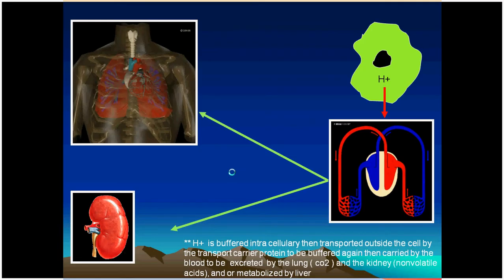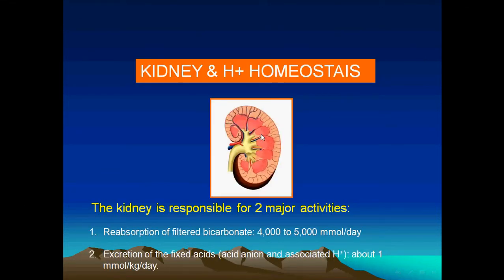The acids produced by the cells are usually dealt with by what we call intracellular buffers, which we will talk about later, in order to minimize the change in the pH of the cells, and then they come out of the cells. When they come out, the volatile acids are excreted by the lung, and the non-volatile acids are excreted by the kidney. The most important function of the kidney is reabsorption of the filtered bicarbonate and the synthesis of bicarbonate.